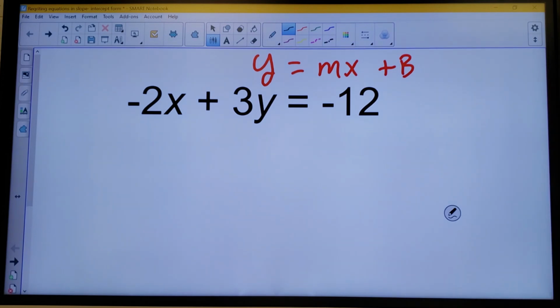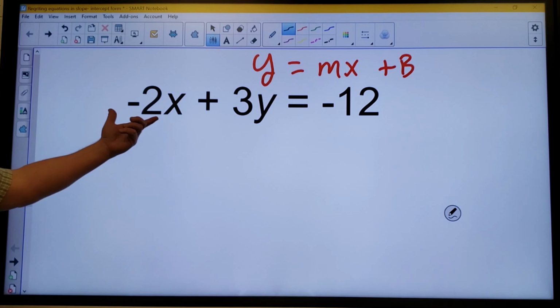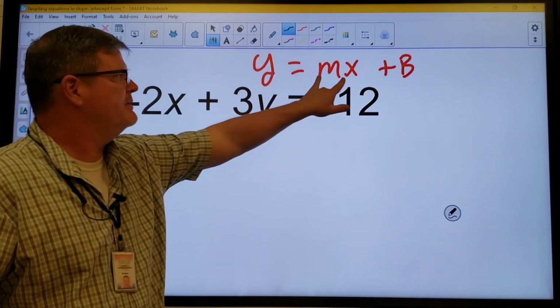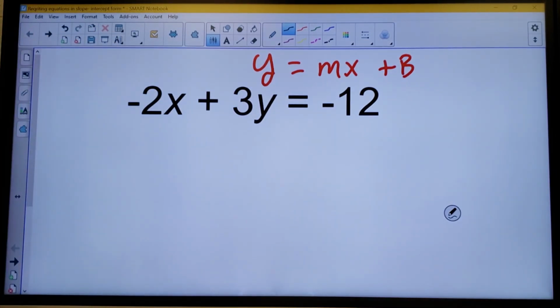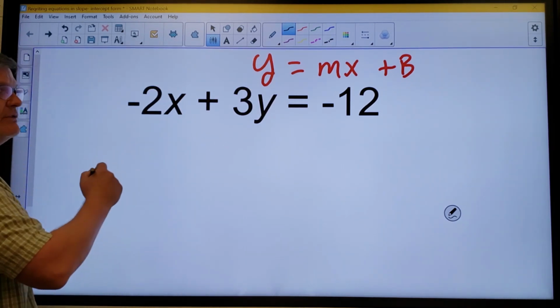And then I basically just start asking myself, okay, I have a negative 2x. Is that negative 2x on the correct side of the equal sign? Say, no, it's supposed to be over here. It's supposed to be where the mx is at. So what I do at this point is I'm just going to move this over there. I'm going to get rid of this negative 2x.